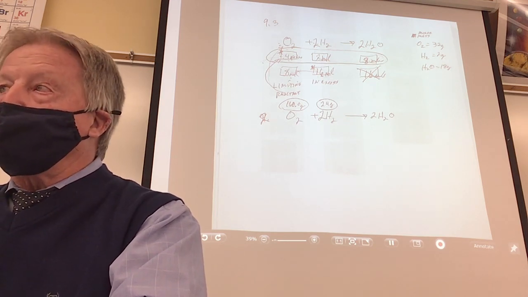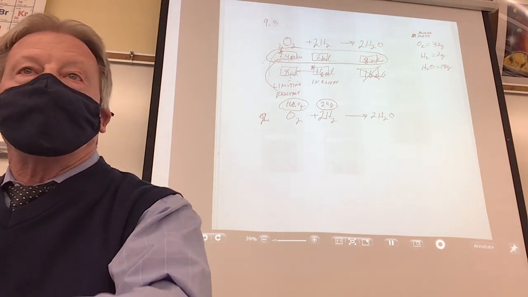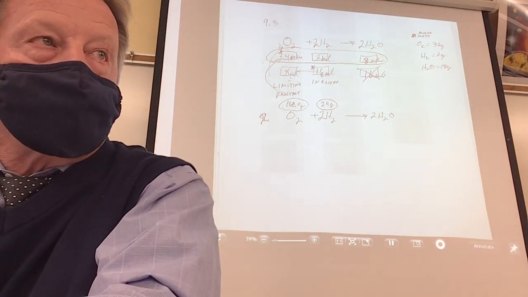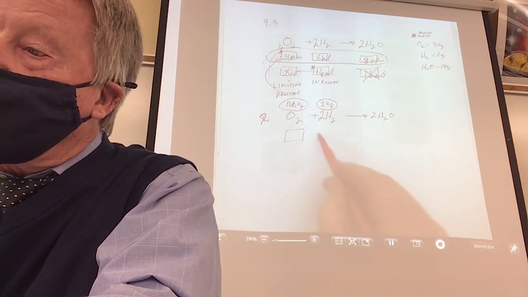If you're going to tell me either moles or grams of the 2 reactants, I've got to figure out which one you're going to run out of first. And all you've got to do is this. Watch, I'll show you how to do this. This is the first time you've done it. Just draw 2 rows of boxes.